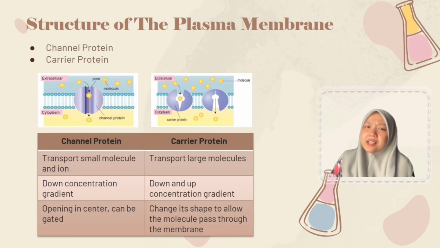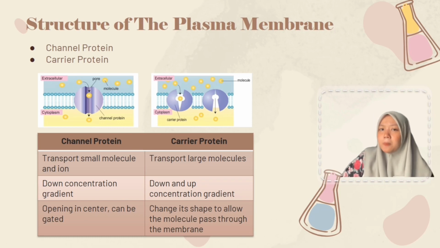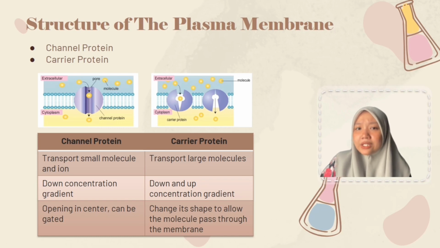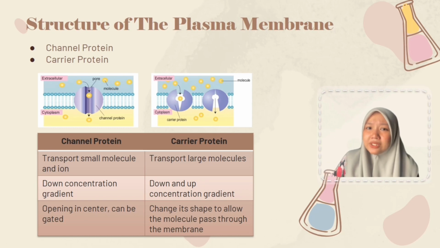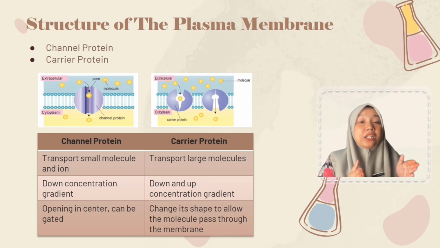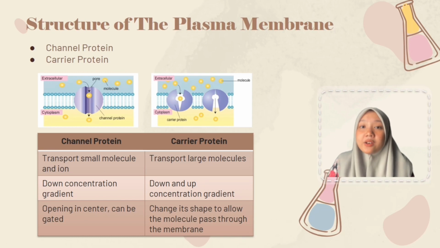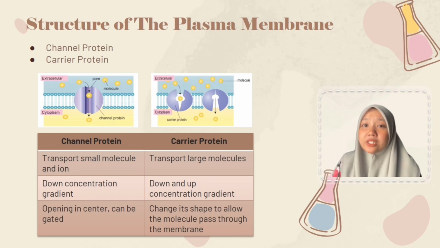Okay, next, let's differentiate between channel protein and carrier protein. Based on the appearance of the label in the diagrams, we can easily distinguish which is a carrier protein and which is a channel protein. Channel protein, as you can see, there is a channel passage or lane to allow small molecules and ions to pass in and out of the plasma membrane. Next, the carrier protein is responsible for bringing large molecules in and out of the plasma membrane. So below is the difference.